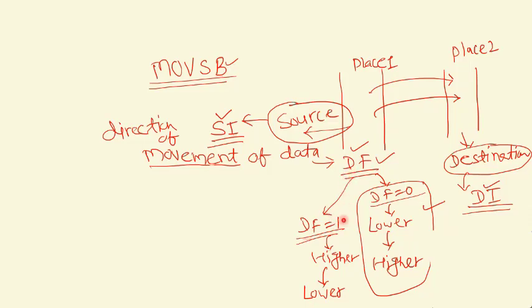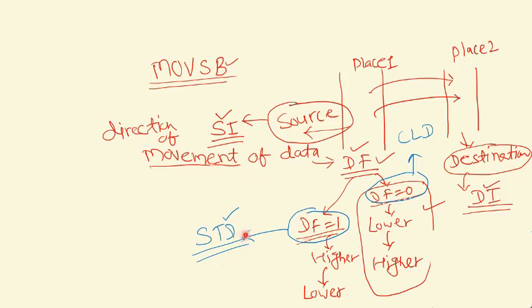Now my next question is how to set or reset the direction flag. To set and reset the direction flag, we have other commands. To set the direction flag we use STD, set direction flag. Similarly, to reset the direction flag we have the command CLD, clear the direction flag. By using these two instructions, STD and CLD, we can set or reset the DF. If the CLD instruction is selected, then auto-incremented mode will be selected, and when STD is selected, then auto-decremented mode will be selected.